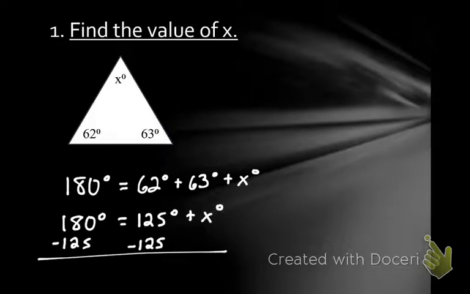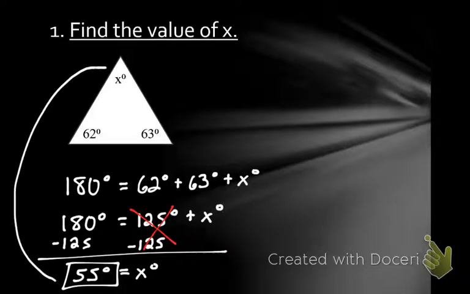So we know right here that this is going to cancel out. We're not going to have it anymore. On the right side, you are just left with x equals what? 55 degrees. 55 degrees is correct. Now if you were to take that and plug this back in here, I want you to add up those 3 angles, 62 plus 63 plus 55. When you add those 3, what do you get, guys? 180 degrees. Is that what we wanted? Yes. That is correct. So then you know that you did it correctly.